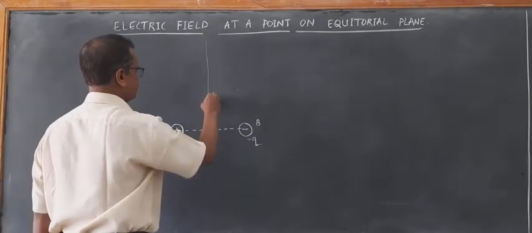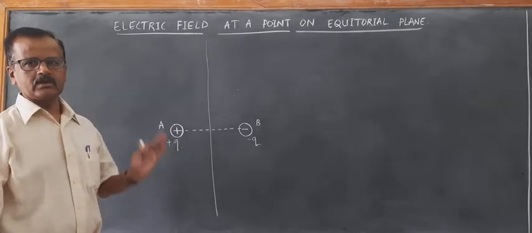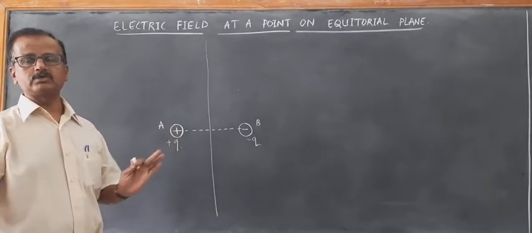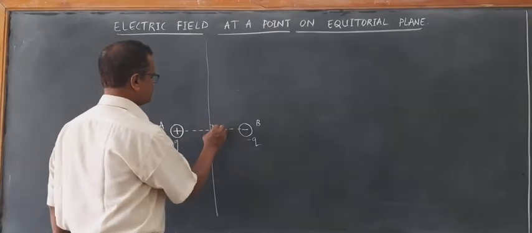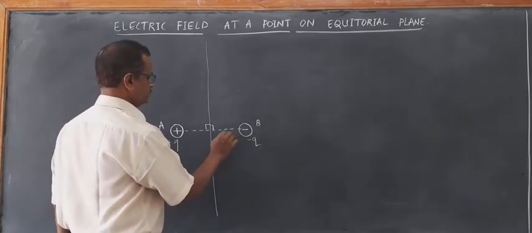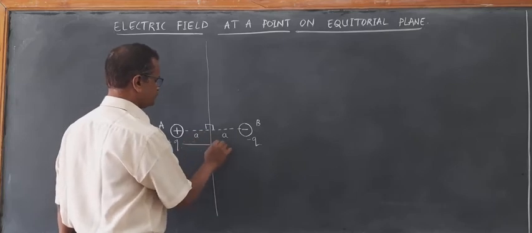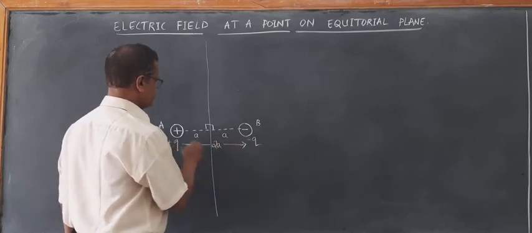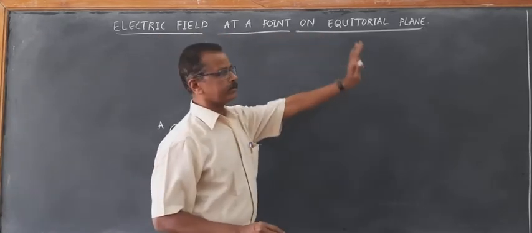Suppose I draw a line like this. This line is along the equatorial plane and is called the equatorial line, right? So it bisects the dipole length into two halves, A and A, because the dipole length is 2A. Our task is to find the electric field at a point on the equatorial plane.